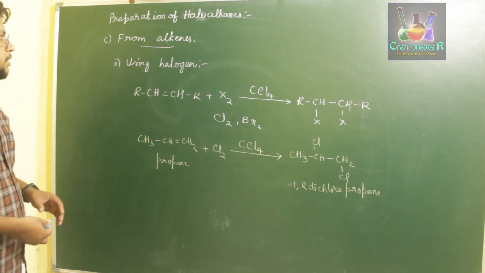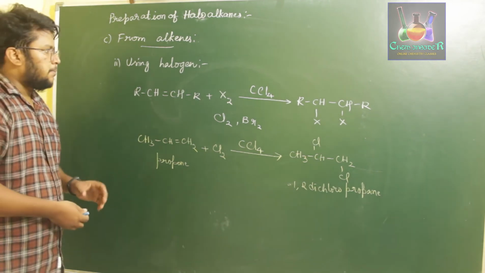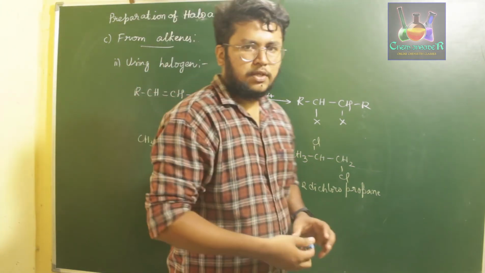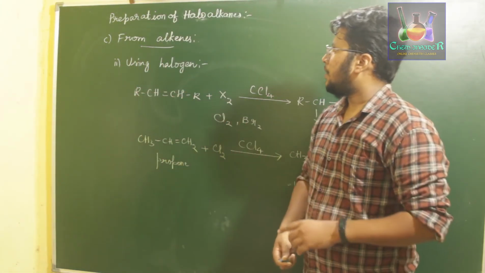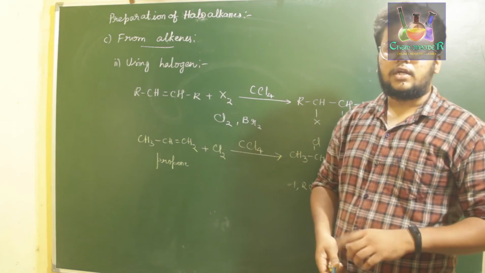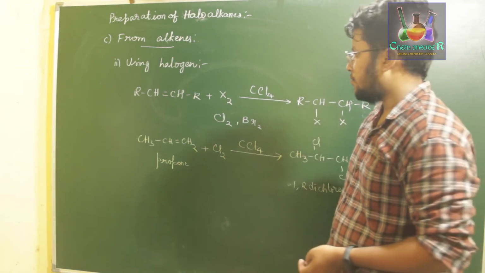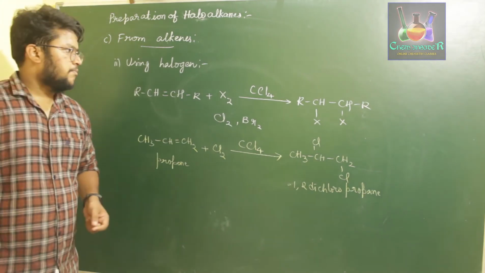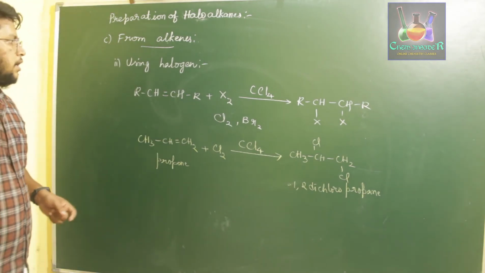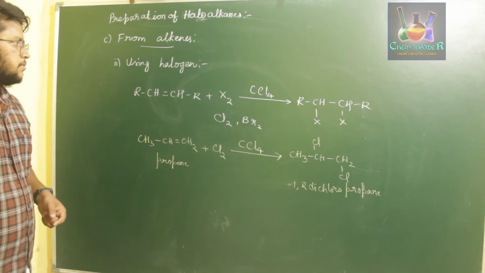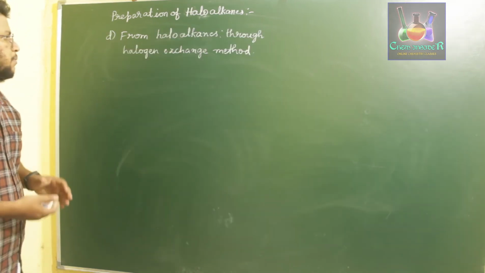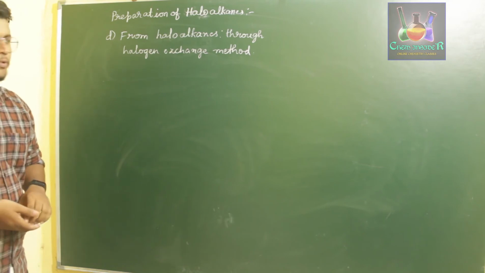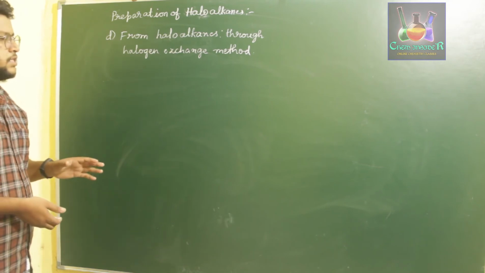So these are the two methods which we consider for preparation of haloalkanes from alkenes. Next we are going to discuss preparation of haloalkanes using other haloalkane compounds. We have two types for that. One is using sodium iodide, which is the Finkelstein method, and the other one is the Swarts reaction. Next is the preparation of haloalkanes from other haloalkane compounds using the halogen exchange method.